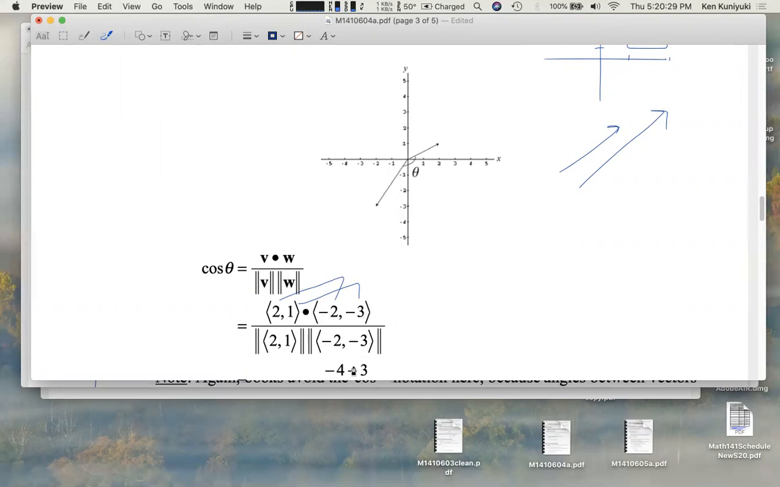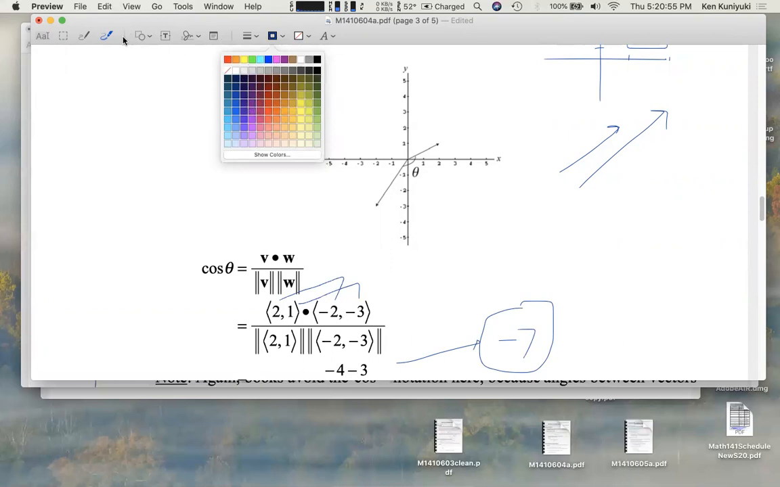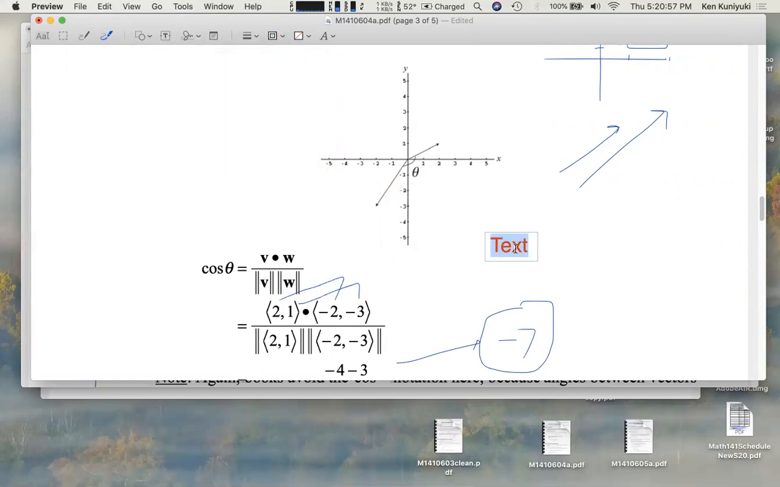Again, I like to write down the products instead of going 2 times 2 and so on. I often miswrite things, so I like to do the products in my head. 2 times -2 is -4. 1 times -3 is -3. And then you combine. -4 minus 3 is -7. That's the dot product. And notice this is negative. So right off the bat, what can we say? The dot product is negative.